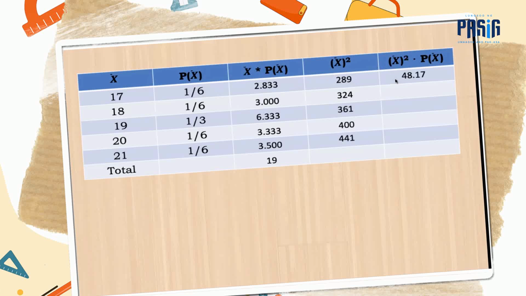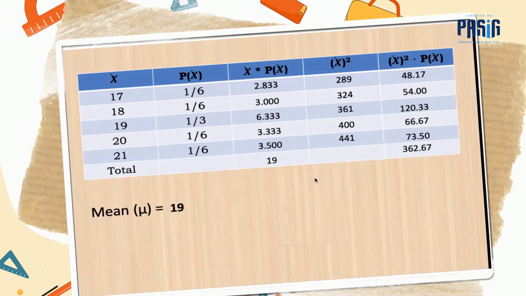289 times 1/6 is 48.17. 324 times 1/6 is 54. 361 times 1/3 is 120.33. 400 times 1/6 is 66.67. 441 times 1/6 is 73.5. Then add all of this. The answer is 362.67.